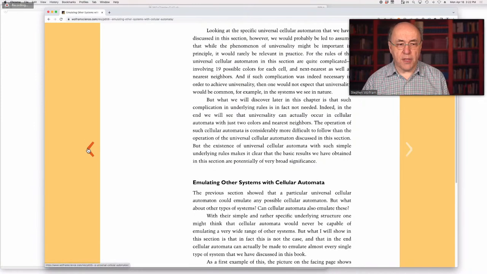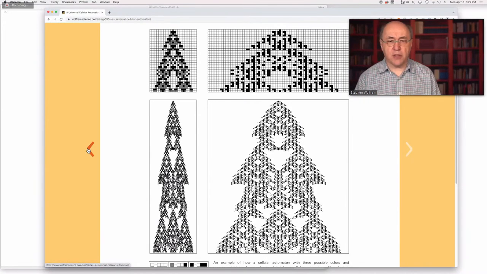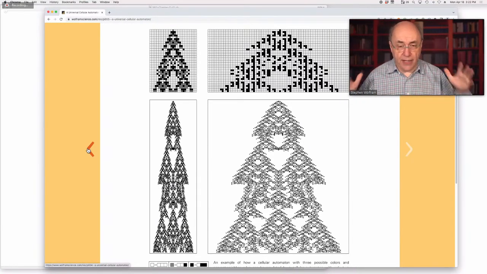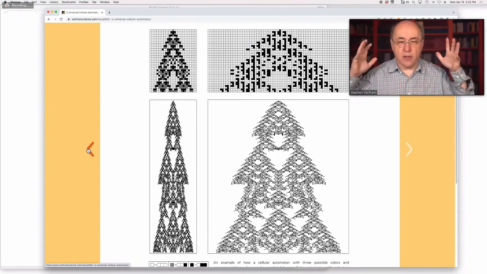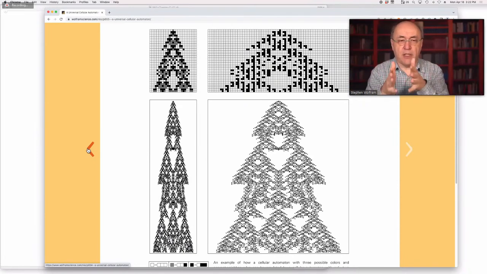Okay, so what this has shown is there is a universal cellular automaton that we can make, that we can exhibit with sort of an engineering construction. We feed it in, we set up its initial conditions, it's rather easy to program, and it will emulate any other cellular automaton.